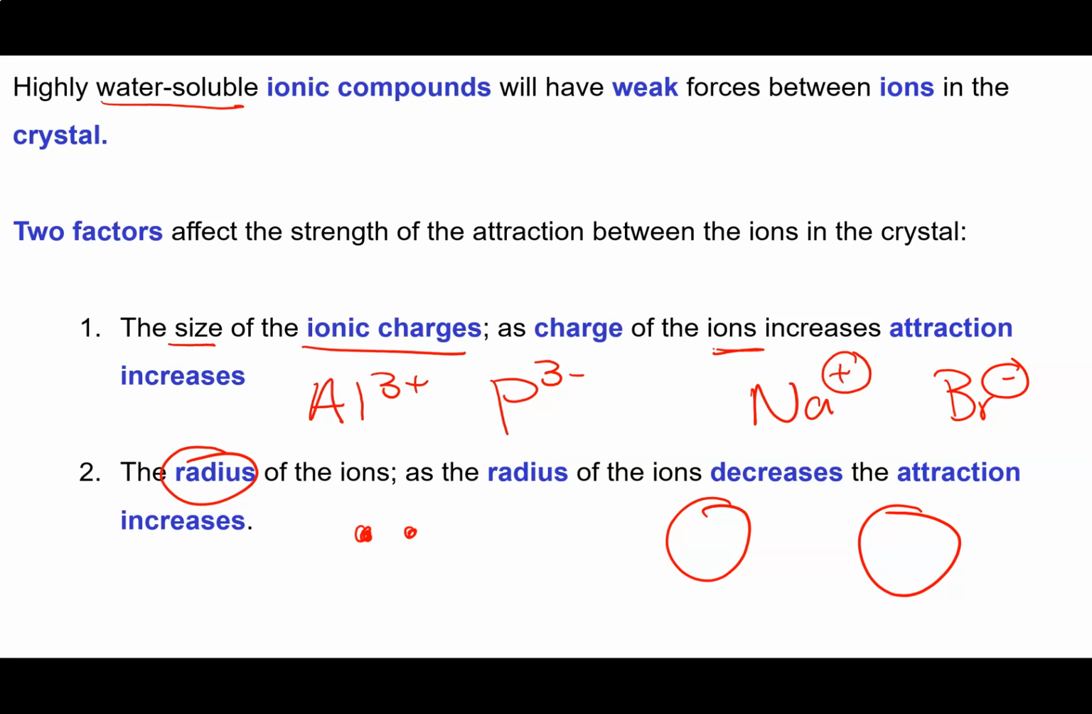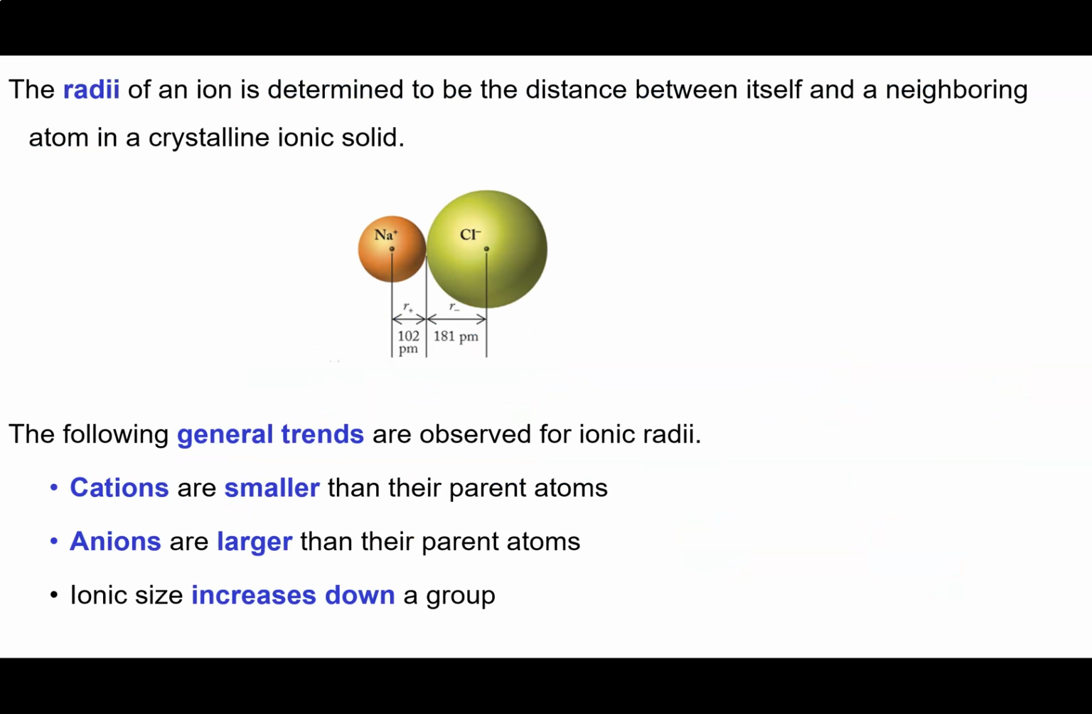Now we will have to think about how the radius of an ion varies with its position in the periodic table. We already know about how the charges vary with the position in the periodic table, but what about the radius of the ions? And there are a few general principles here.